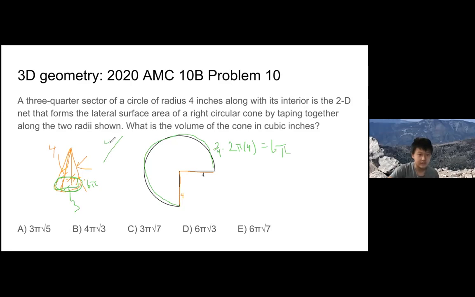Okay, now the slant is 4. The radius is 3. If we take a cross section, what's the height? Well, by Pythagorean theorem, it's square root of 7. Now, what's the volume formula for a cone? It's 1/2 of, no, not 1/2, 1/3 of pi r squared h. R squared is 3 squared, h is root 7. You cancel a 3 with this 3 here, you're left with 3 pi root 7. Does that make sense?